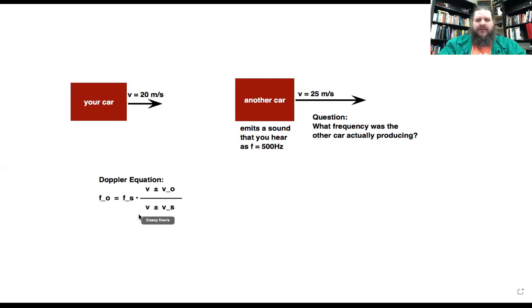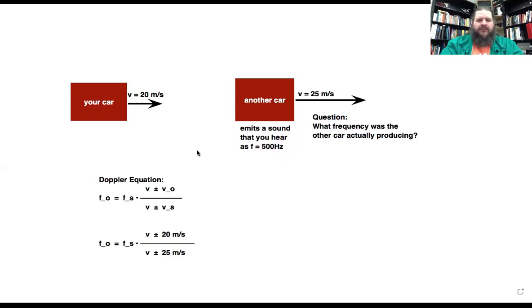So let's see if we can fill in some values here. We know some of these values. For instance, what's speed of the observer here? 20. Yeah, the observer, that is you in your car, is moving at 20 meters per second. And what about the 25 here? What would that represent? Velocity of the source. Yeah, the speed of the source is 25 meters per second.